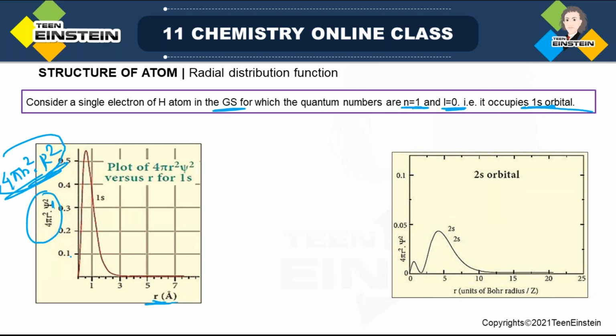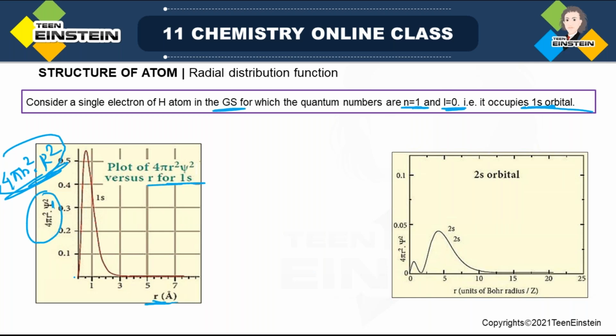But in the total wave function, it is only considering the radial part. So that is why you can also write it as 4 pi r square capital R square. Now in this graph, we will see how this radial distribution function is changing. Its value is changing with distance. So this is the plot of 4 pi r square psi square versus r for the 1s orbital.